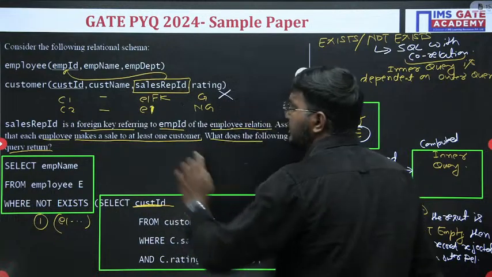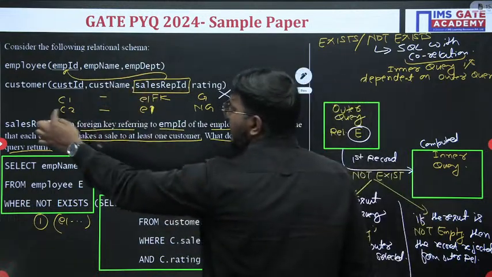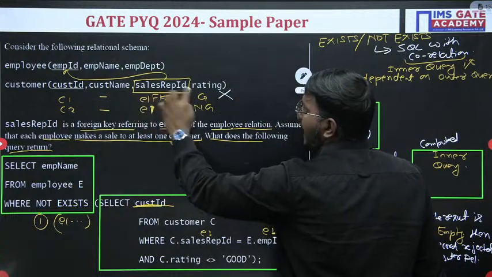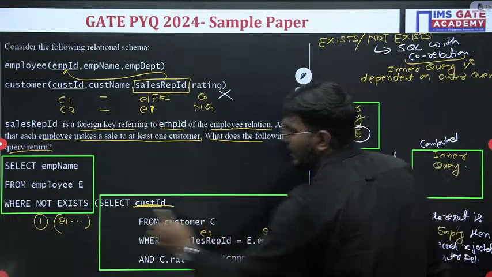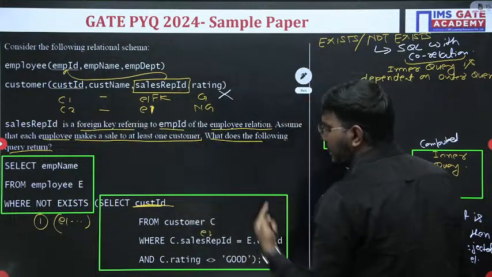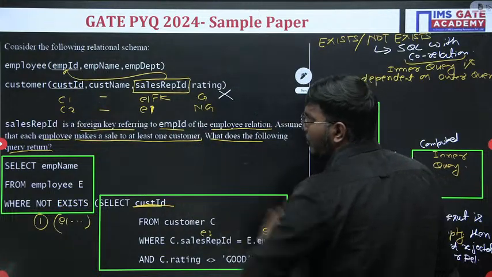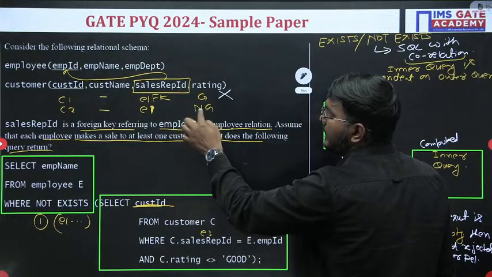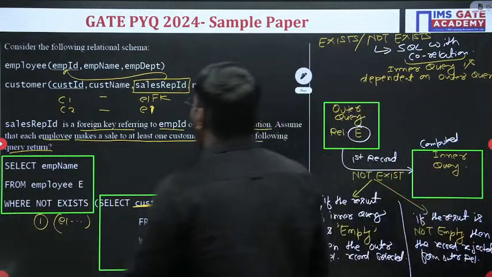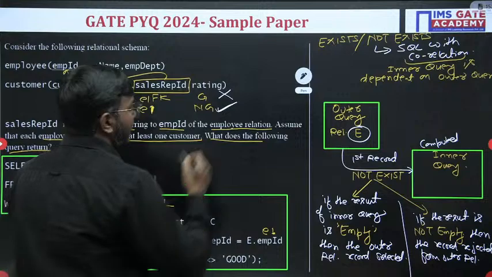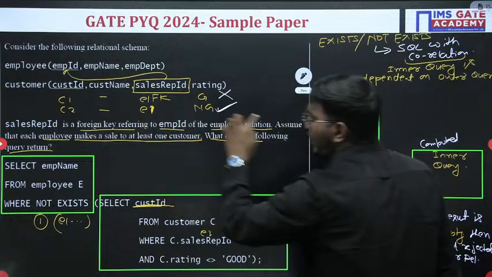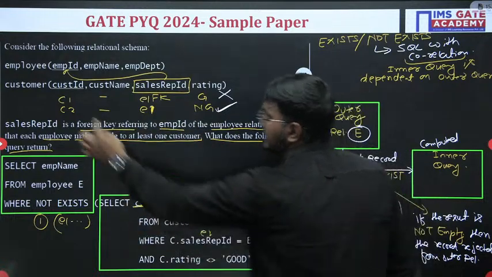Now it will check the second record of the customer table. The second record is customer C2. For the second record, the sales ID is E1, so it is matching with the first record of the outer relation. It means customer C2 is also serviced by the employee ID E1 only. Both are matching, and here the customer rating is not good, so the second condition is also true. If it is true, then this record is selected from the customer table C. Now from the selected record, it says select the customer ID. What is the customer ID? It's C2.